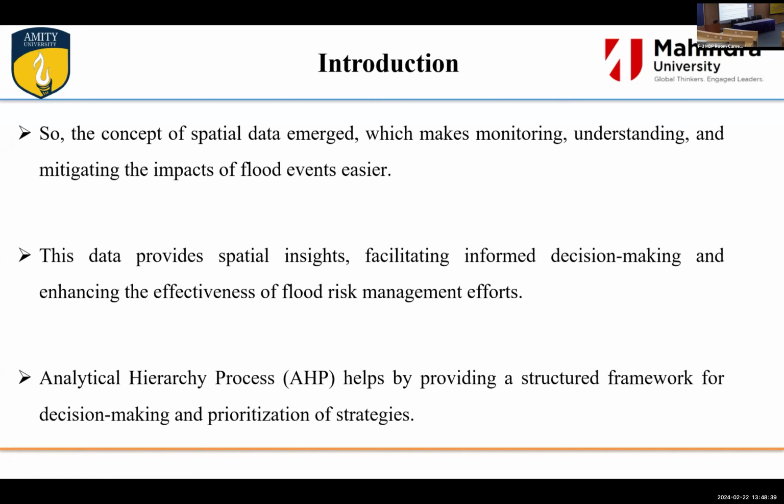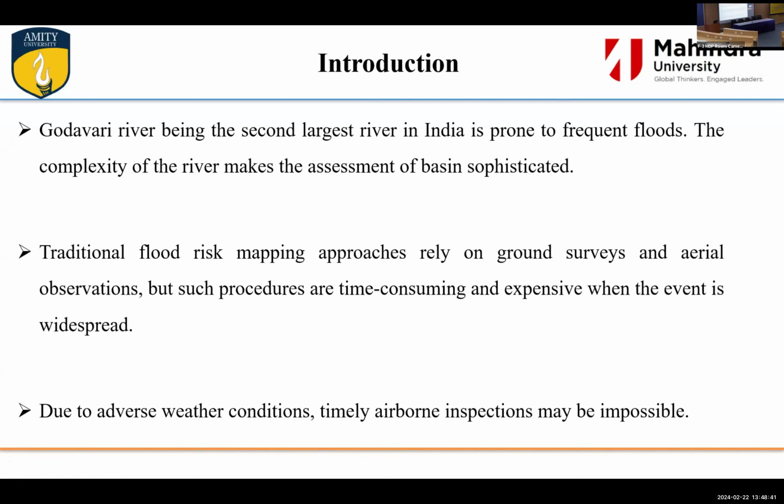The Godavari River, being the second largest river in India, is prone to frequent floods, which makes the assessment of the basin complex. Several locations in the lower Godavari basin are susceptible to flooding due to various natural hazards. The region is densely populated and has important land features, making it vulnerable to floods. Thus, the combined effect of hazards and vulnerability leads to risk.